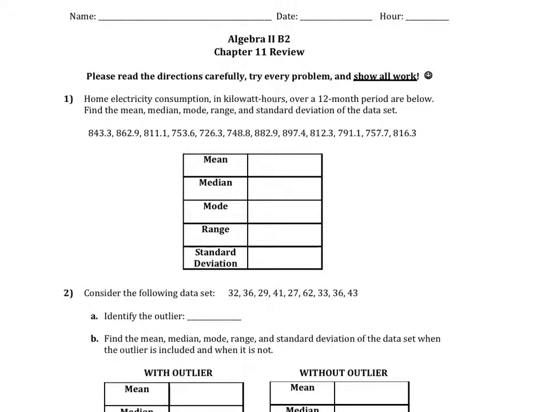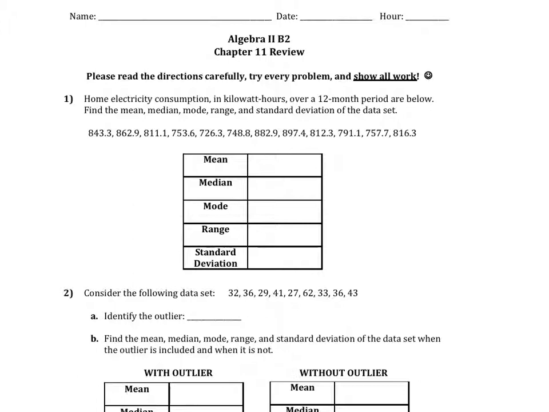All right, this is our Chapter 11 review. So we're going to start off with our measures of central tendency and our ranges of dispersion. Our first question says, home electricity consumption in kilowatt hours over a 12-month period are below. We're going to find our mean, median, mode, range, and standard deviation.